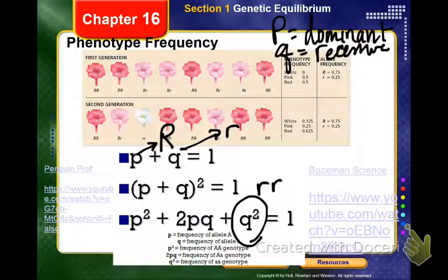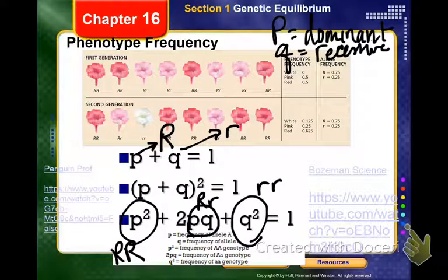So what would P squared be? The homozygous dominant. And what would PQ be? So if you're given q squared, how do you figure out what q is? This is math now. If you've got q squared, how do you figure out what q is? You do the square root of q squared equals q. Okay, it makes sense. It actually makes sense.